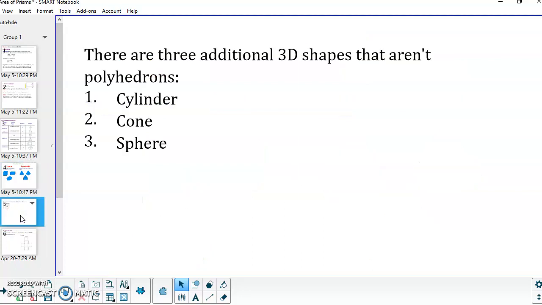There's 3 other shapes that don't fall under the category of polyhedron. So that would be the cylinder, the cone, and the sphere.